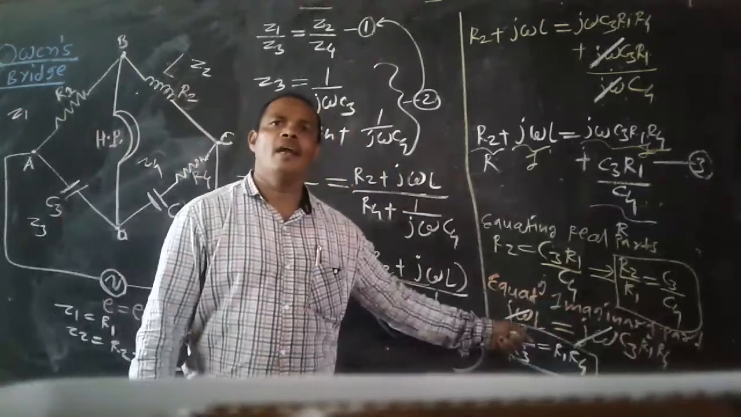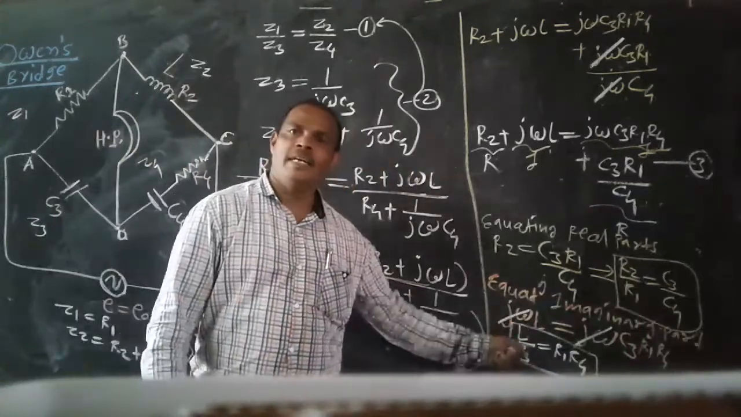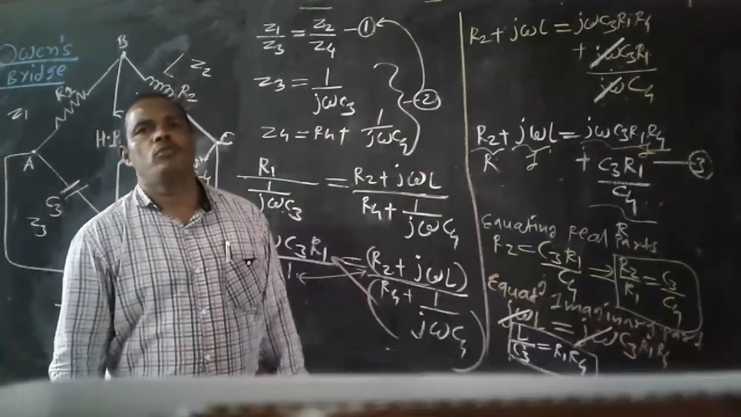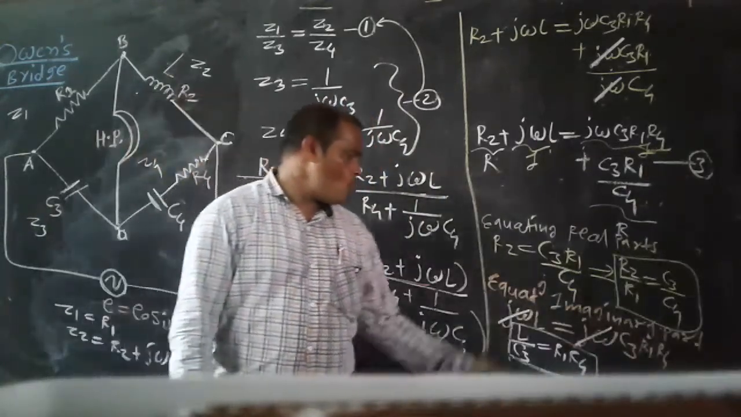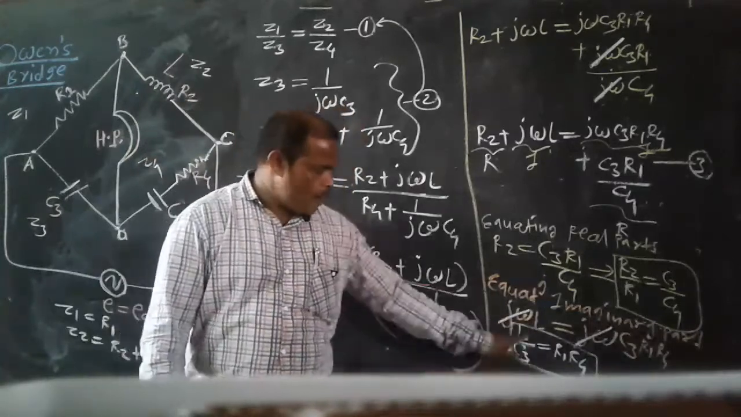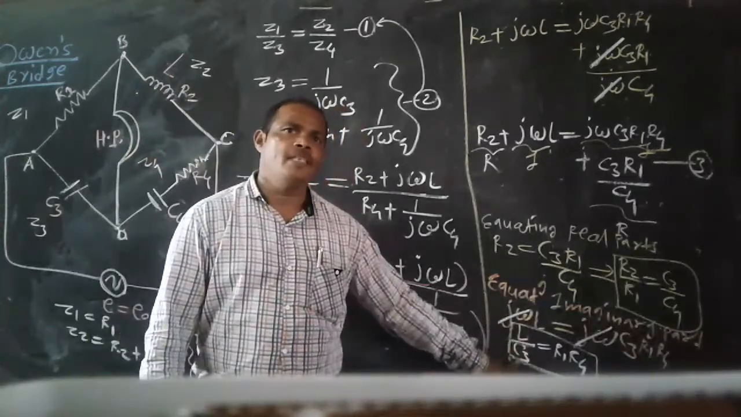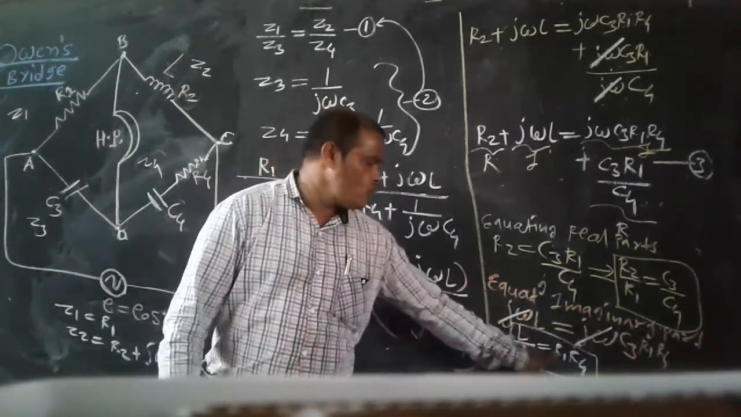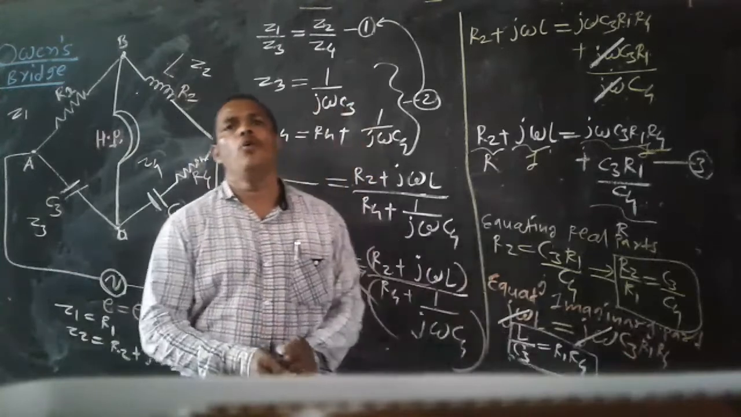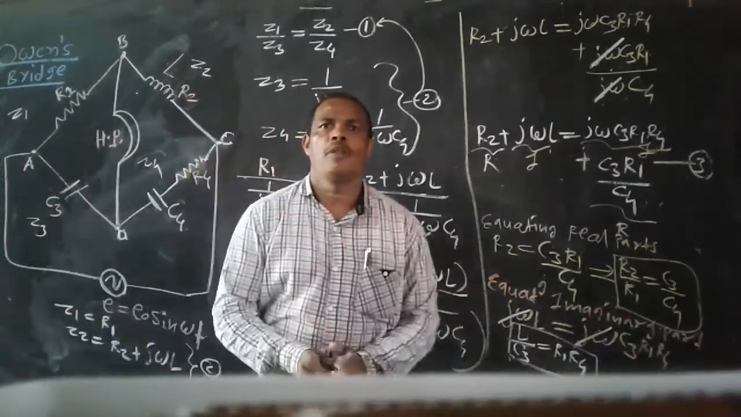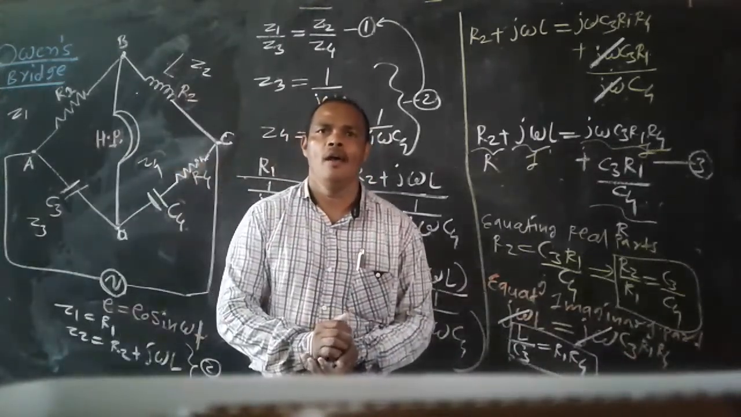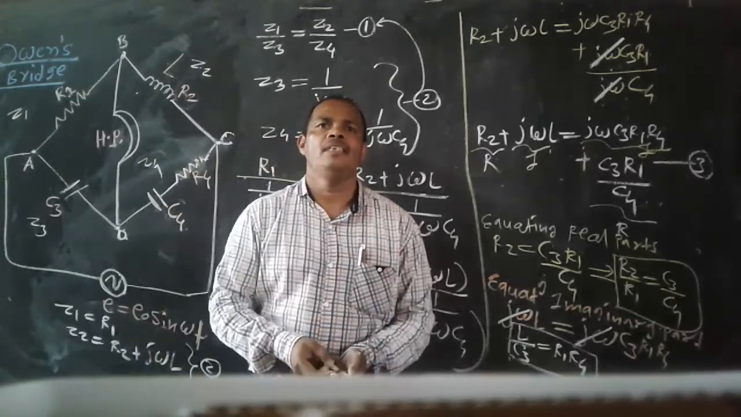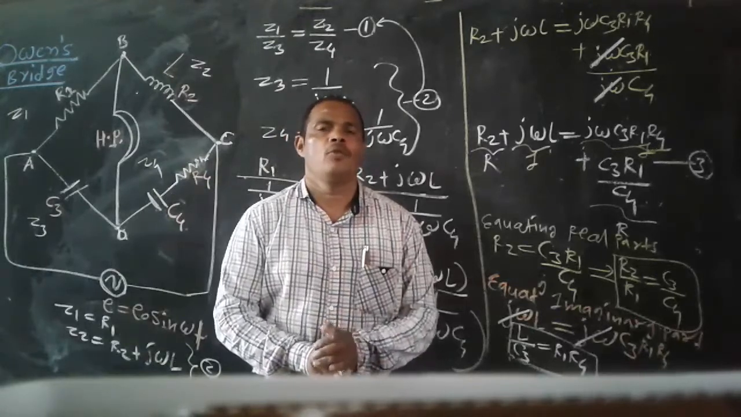We can compare inductance L with capacitance C3 by using this formula. So this is the application of Owen's bridge. We can compare inductance L with capacitance C3 by using the formula L upon C3 is equal to R1 into R4. So that ends your article Owen's bridge. Also your first topic AC circuit is completed. So let us stop here.